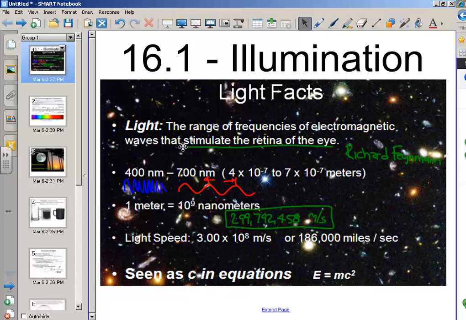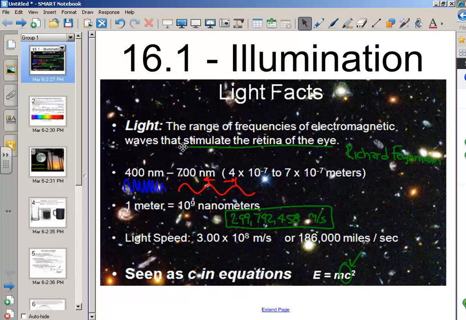The scientific community has defined the speed of light to be exactly 299,792,458.0 all the way out to infinity. As we get better at measuring, the meter itself will adapt to the speed of light. And we see it in equations as E equals mc². This letter C here is the speed of light.